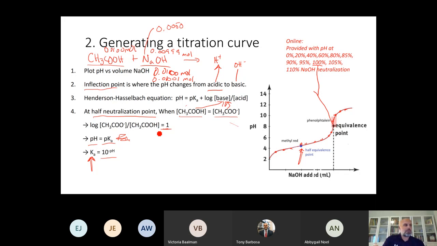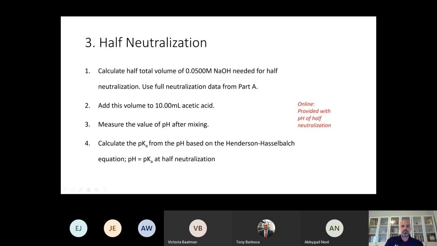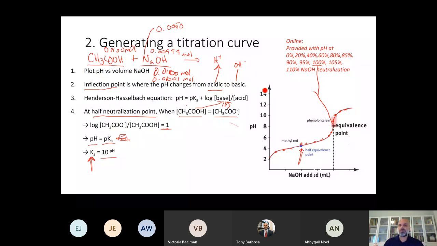All right, and then let's go to the next slide. In the half neutralization method, in this case, we're going to calculate half the total volume of the sodium hydroxide needed for half of the neutralization. And you're going to use the full neutralization from part A. Again, we're using part A just like we did the last time. You can see in this example, we didn't measure, right? There was no 50% point. The 50% point didn't exist.